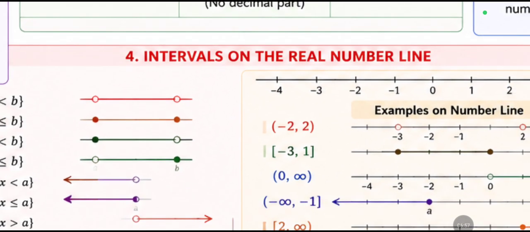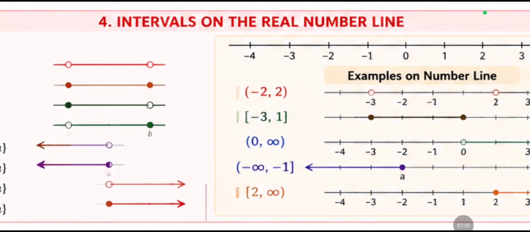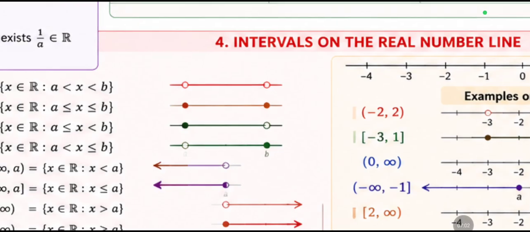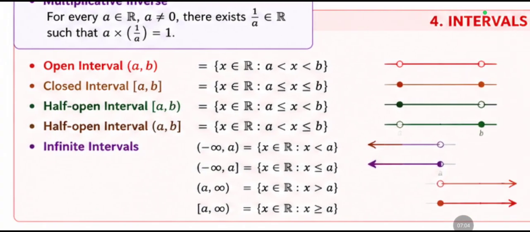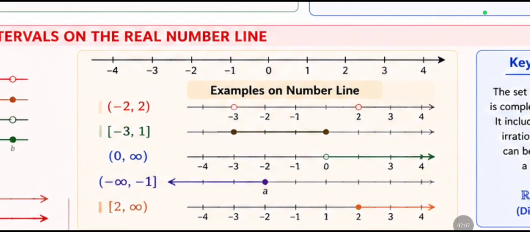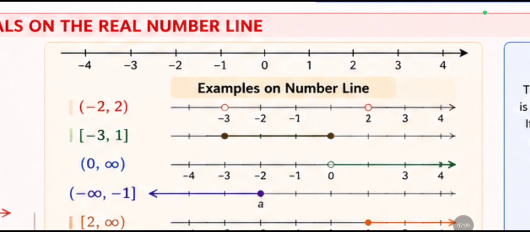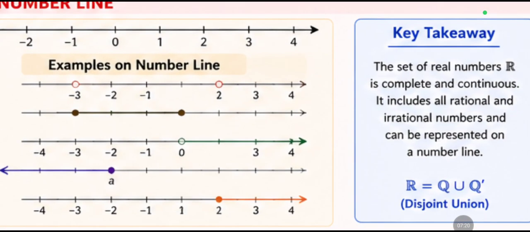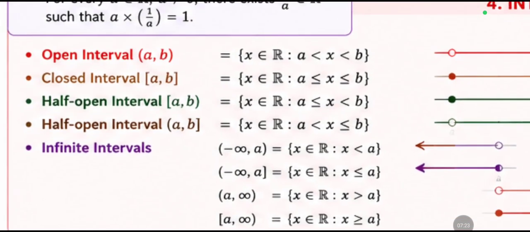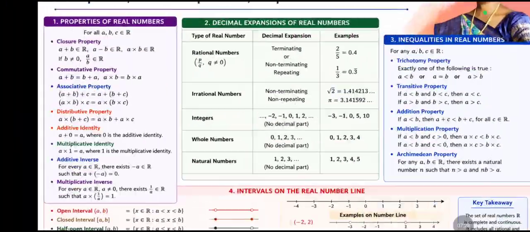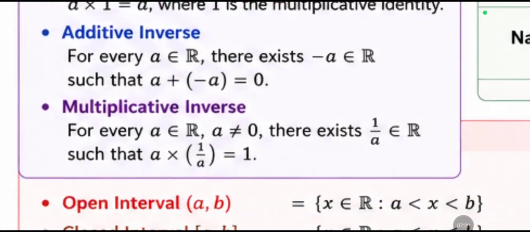Okay. Now we have to discuss the intervals on the real number line. Here have a look, children. This is the number line. For example, the number line midpoint is 0. Right side values are 1, 2, 3, 4, and so on, and left side numbers are -1, -2, -3, and so on. Now, here are the intervals. Open interval is like this.